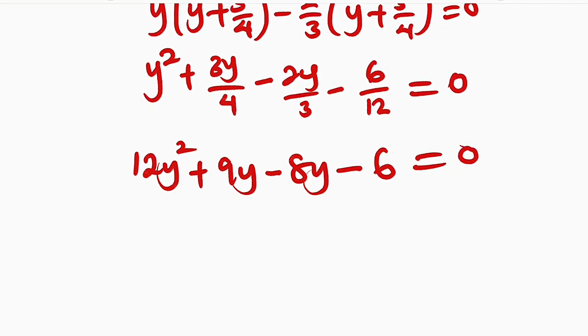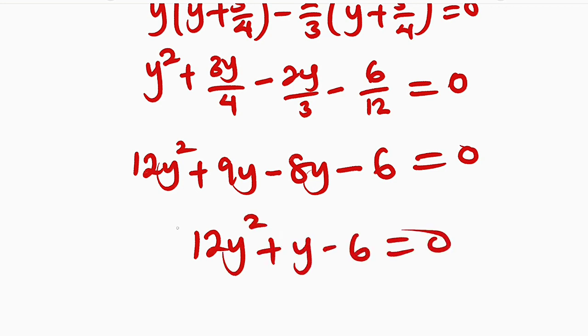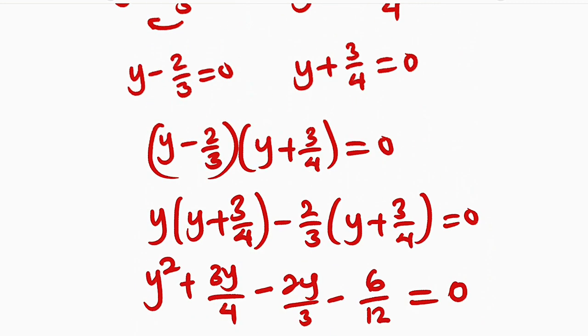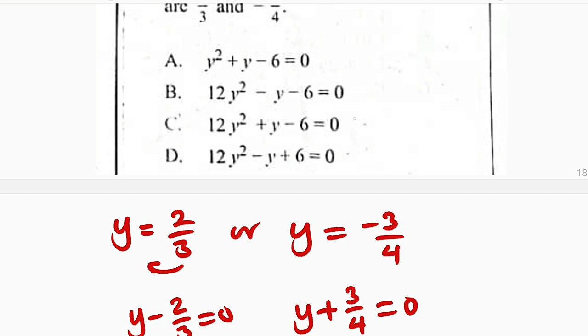The only terms we need to simplify are the middle terms. 9y minus 8y is just single y. Finally, we have 12y squared plus y minus 6 equal to 0. This is the quadratic equation. 12y squared plus y minus 6, which is option C.